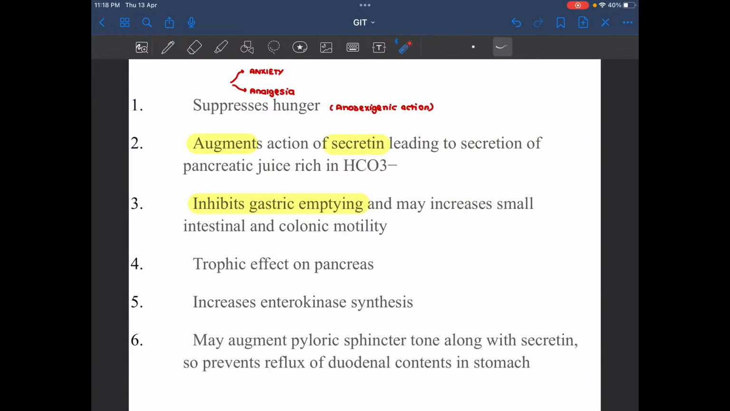Okay, what are its effects on CNS? I want you to remember that it mainly produces anxiety. It can produce analgesia, and it has an anorexigenic effect. Okay, it's going to suppress your hunger. Okay, and as you remember, both secretin and your CCK, they inhibit your gastric emptying.